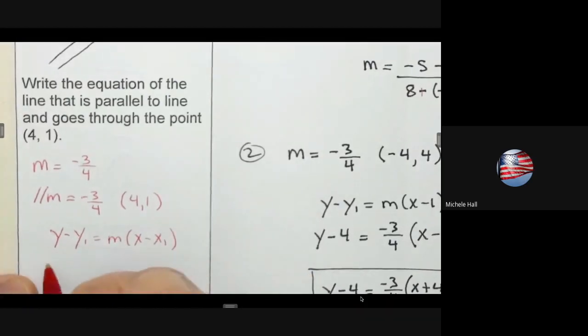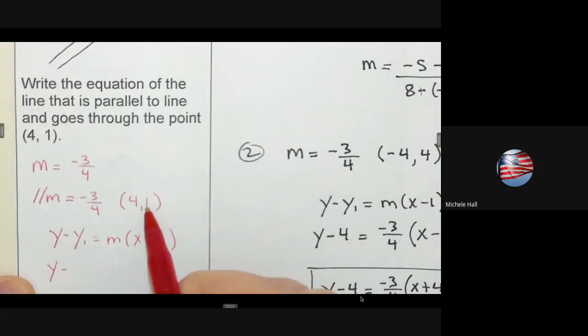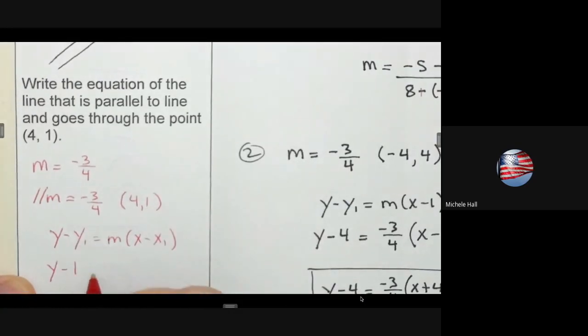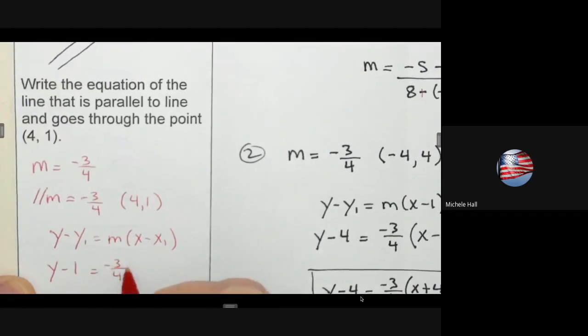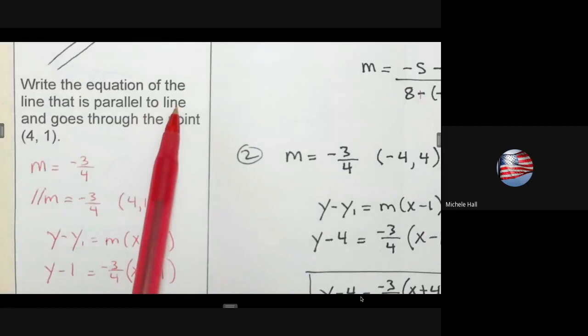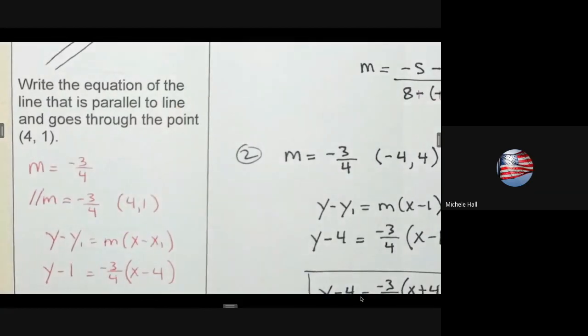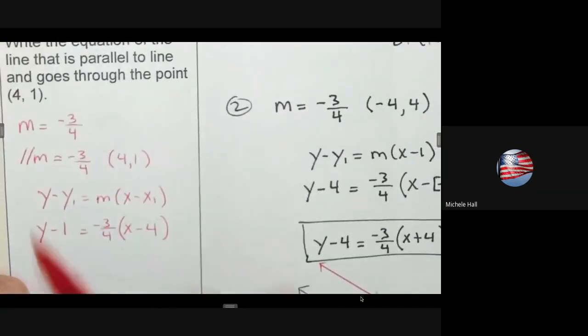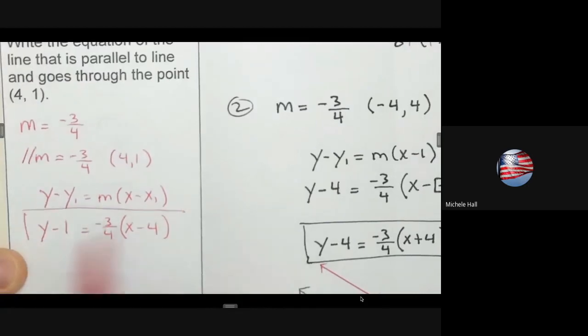So we have y minus y1, which is 1, equals my parallel slope of -3/4 times x minus x1. Write an equation of the line that's parallel to the first line that goes through the point. Does it tell us which form to have it in? It does not, and so I'm going to leave my final answer in point slope form.